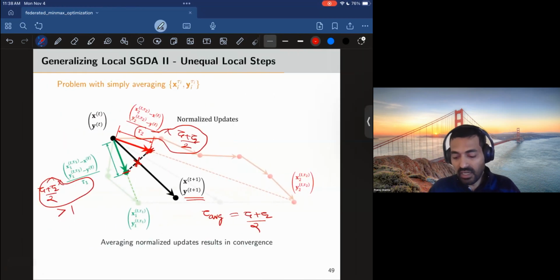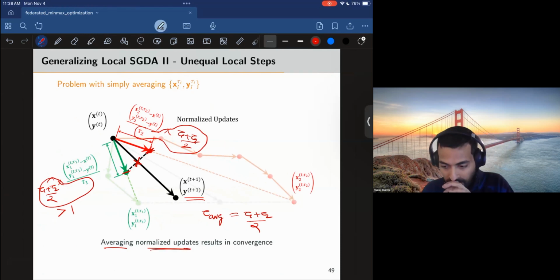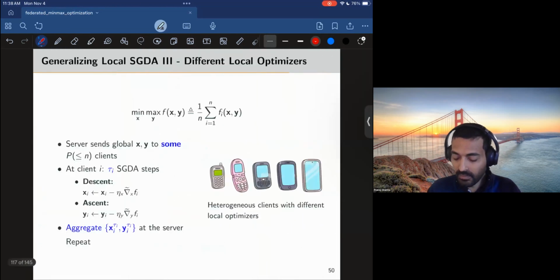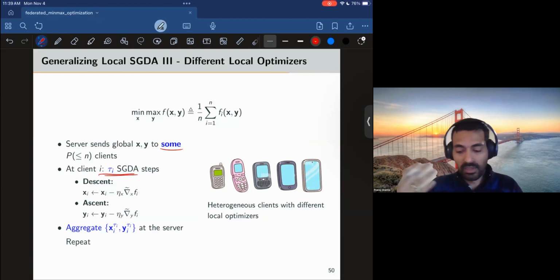Okay, and this, it turns out, averaging these normalized updates gives you good convergence. So we have done partial participation. We have allowed different clients to carry out different number of local steps. What else?